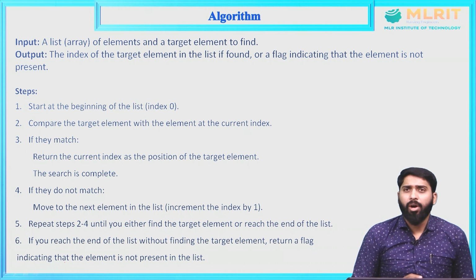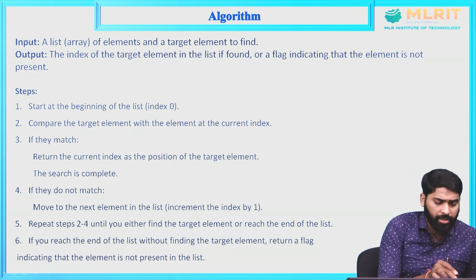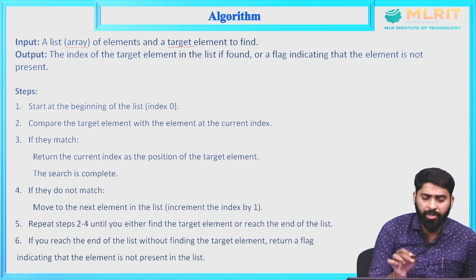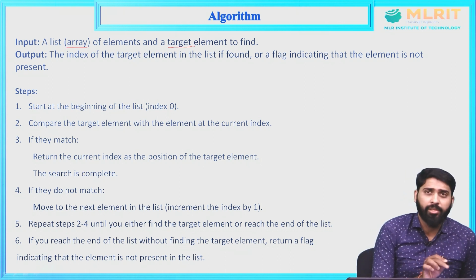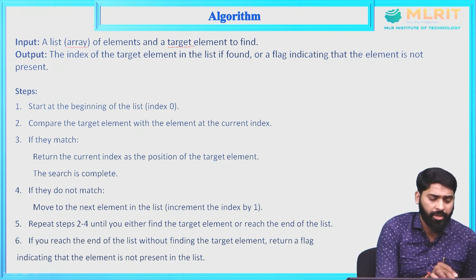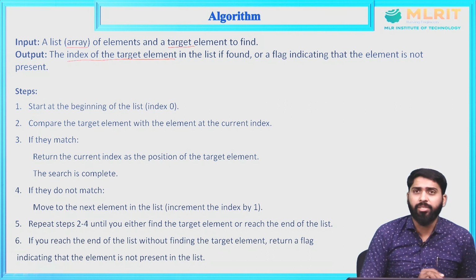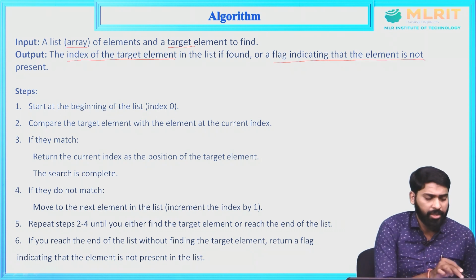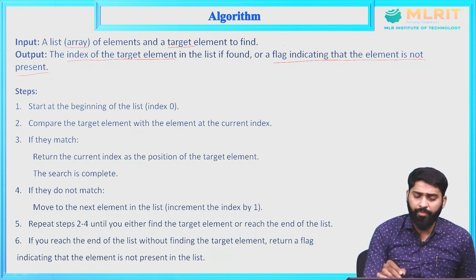Now we see the algorithm. For linear search, the input is the array and the searching element, which is the target element. The output is that linear search will return the index of the target element in the list if found, or a flag indicating that the element is not present. If the element is not present in the list, we know with the help of a flag.